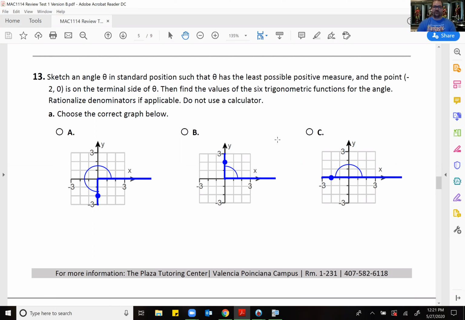All right, number 15. So we are now jumping into 9.6, where we learned about SOHCAHTOA, okay? So we've got SOHCAHTOA here. So they're asking us to find the right triangle trig for the given triangle over there.